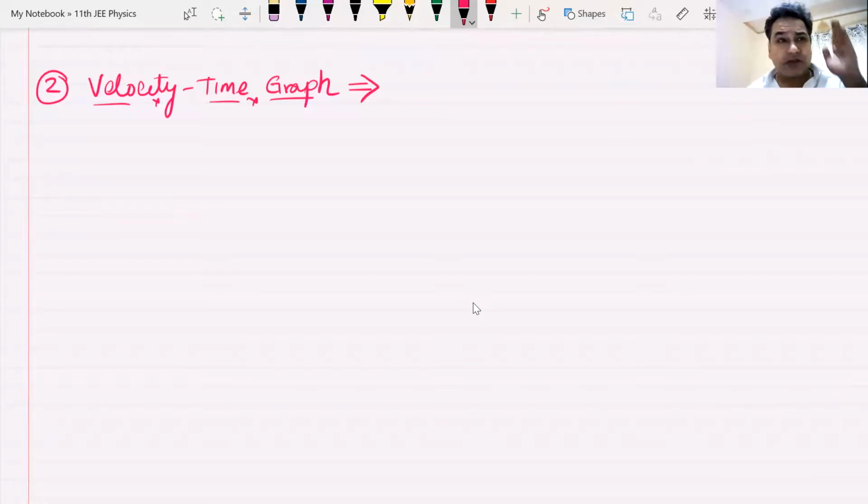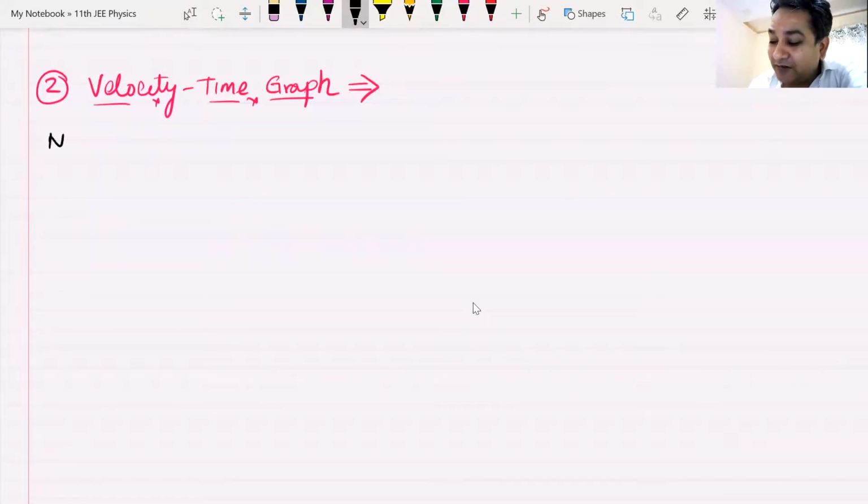Velocity would be plotted on the y-axis, time would be plotted on the x-axis. Whether the particle is moving along x or y doesn't matter. We are going to plot velocity along the y-axis. What will the slope give us? It will give us acceleration. Okay, let us now come into that.